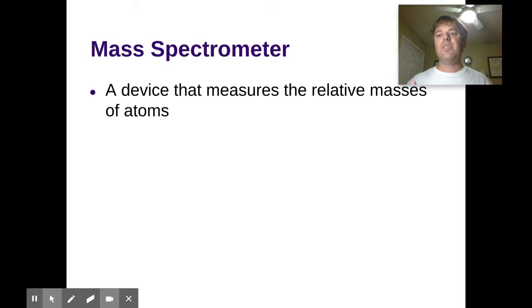But the key thing about mass spectrometers is all it tells you is mass. So if you're ever asked a multiple choice question, for instance, in the AP classroom assignment I'm going to ask you to do today, then you need to keep in mind that the only thing you can actually determine is things that have to do with mass. You can't figure out charge. You can't figure out chemical reactivity. You can figure out mass.